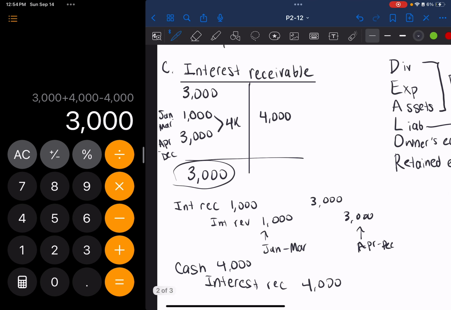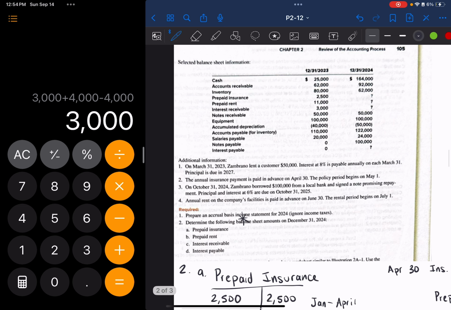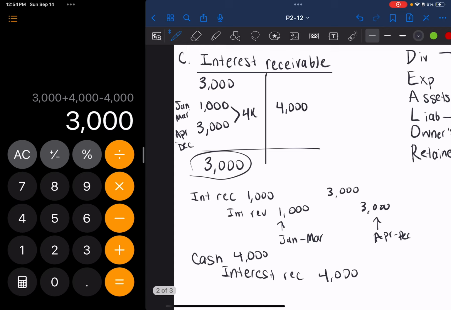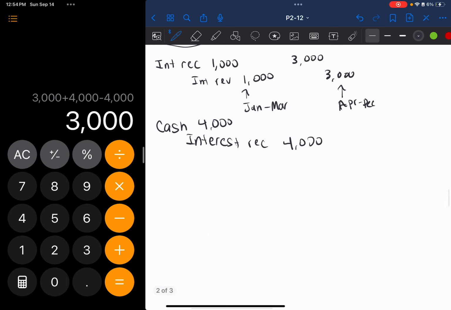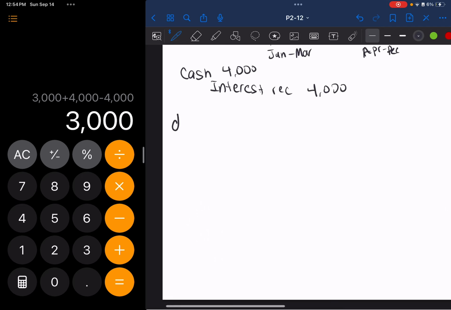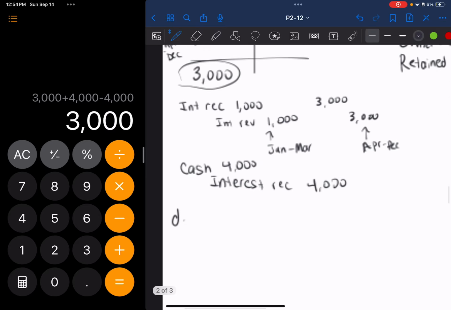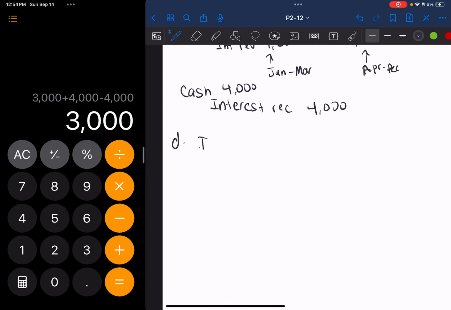So to me, this one probably is the hardest, but it also isn't that bad. The thing that threw me off was I was focused on the March 31st date so much originally, but technically it's outstanding the whole year, so you recognize interest for the whole year. And then part D is going to be interest payable. Interest payable is definitely the easiest one out of these four, in my opinion. So interest payable, let's see.